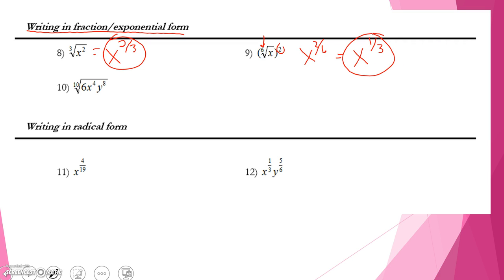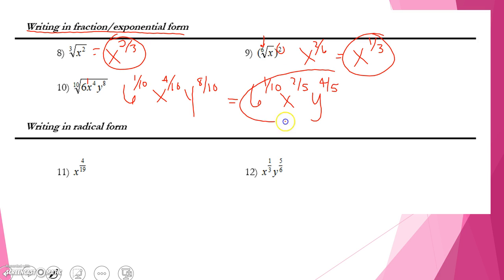All right, the last one has multiple things underneath the radical, so I have to do a fraction for 6, x, and y. So the exponent of 6 is 1, so that's going to be 1 over 10, because 10 is the number on the outside. The x, it's 4 over 10. And the last one is 8 over 10. But we need to simplify if we can, so the 1 over 10 can't simplify. That one can simplify to 2/5. This one can simplify to 4/5. That's my final answer.